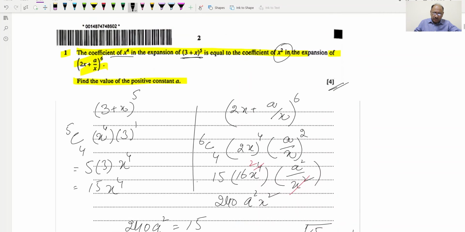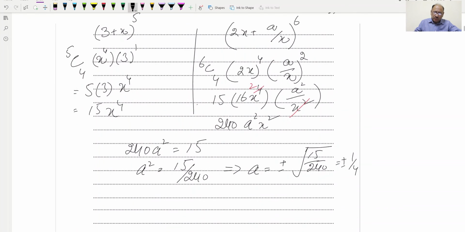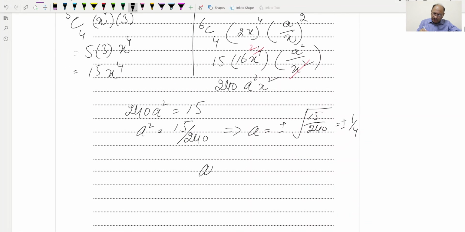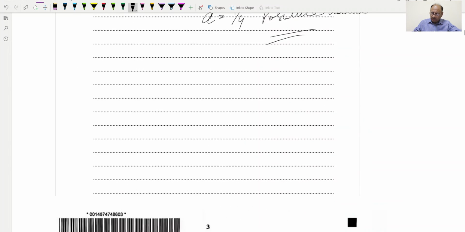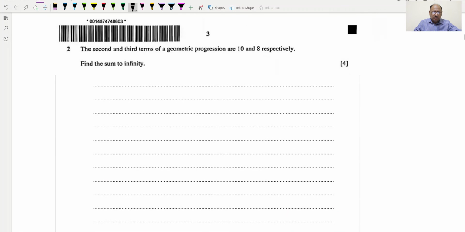If we go back to the question, they are saying find the value of the positive constant a. So our answer will be a is equal to 1 over 4. The positive value we will be taking. This will be our final answer. Hopefully you understood this. Now this is question number 2.